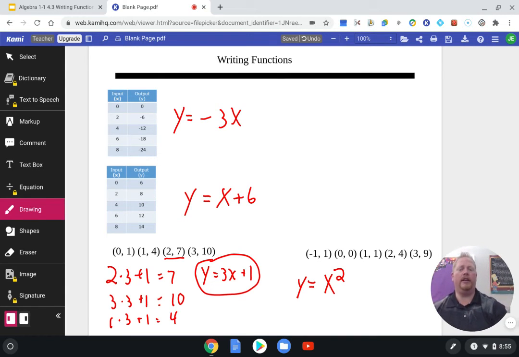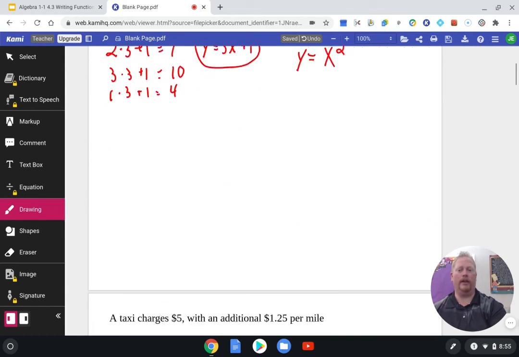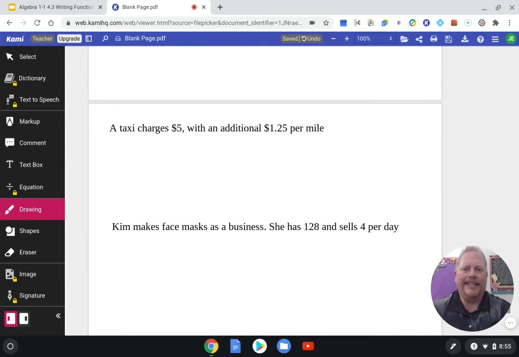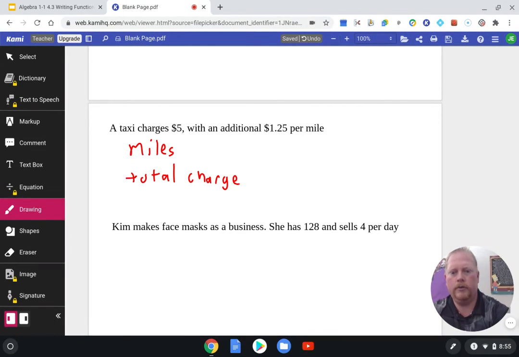Let's also see if we can use a story problem and write an equation. So it says a taxi charges $5 with an additional $1.25 per mile. So first thing I want to do is identify my variables. What are the things that could possibly change in this story? How many miles I go, that's a variable. And we're talking about money here, so the total charge that they charge me.